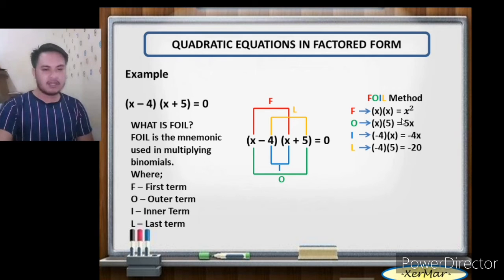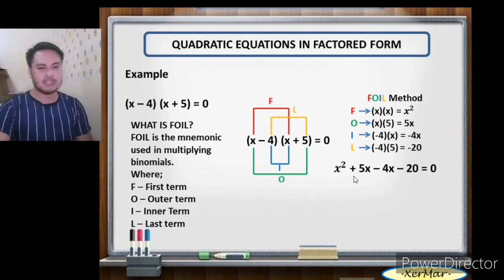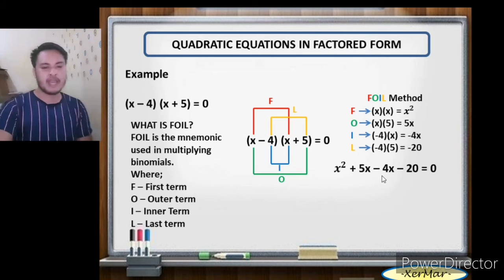So we have these terms, and we will put them into an equation. So we have x squared plus 5x minus 4x minus 20 equals 0. So x squared is positive, and we have 5x positive. Next, negative 4x, so minus, and we have negative 20, so minus again.